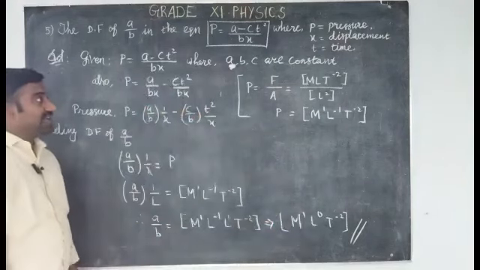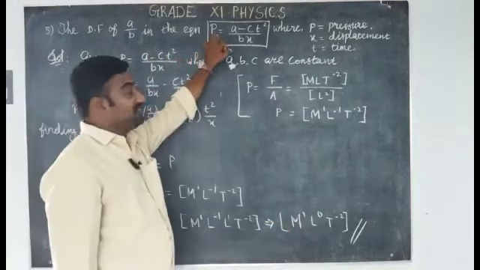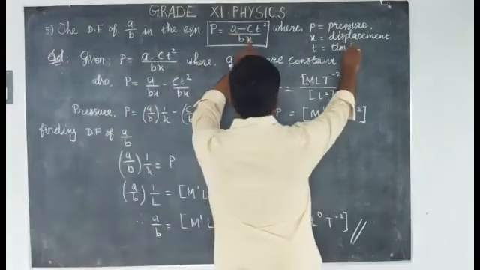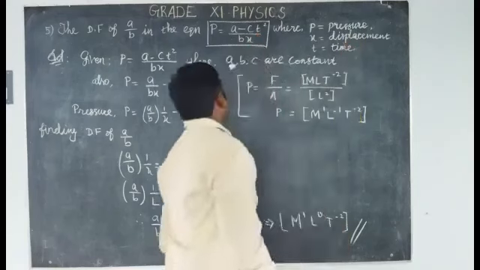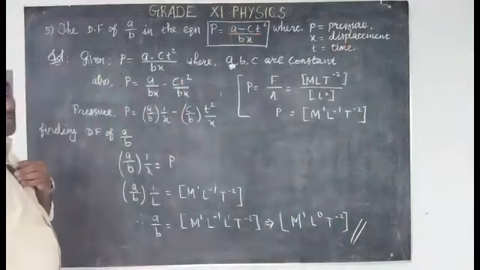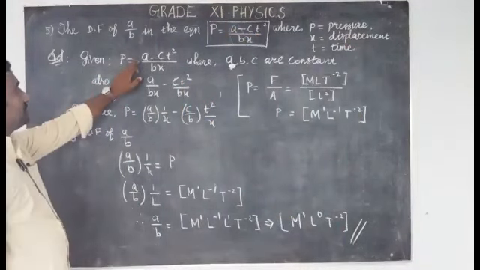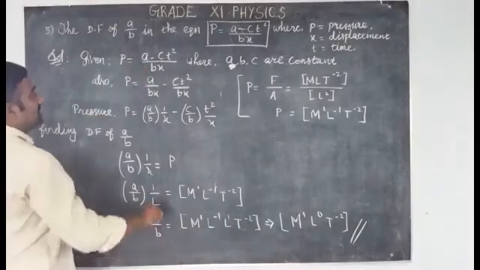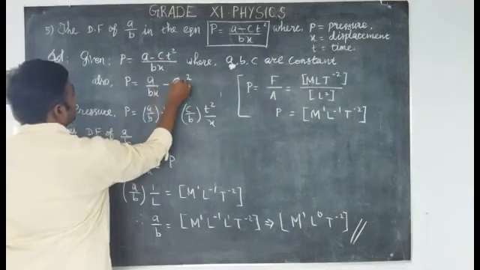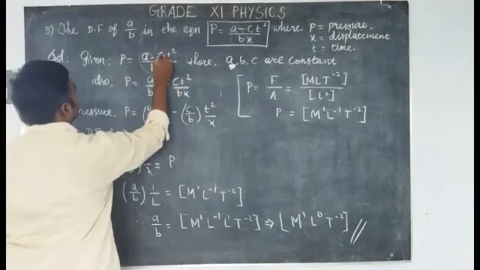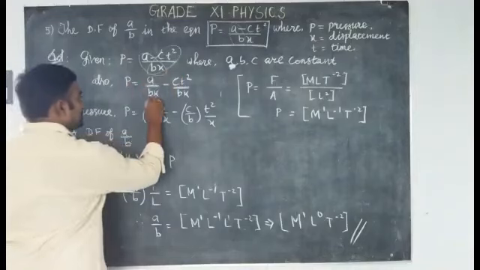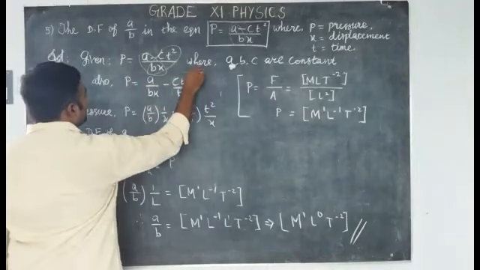I repeat once again how to find this dimension. This is the relation for pressure: A minus Ct square by Bx. Here A, B, C are constants and X denotes the displacement, P denotes the pressure, T denotes the time. But in the question they are asking you to find the dimensional formula of A by B. So, this is the given relation. We can modify and write it, as this denominator is common for both the terms A and Ct square: A by Bx minus Ct square divided by Bx. Therefore, this term indicates a pressure and this term also indicates pressure. But we need not find that.